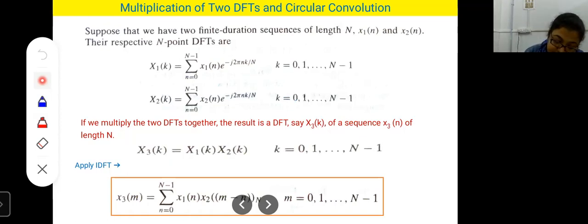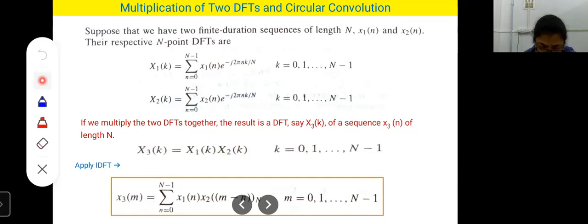Now after multiplying these two, X1(k) and X2(k), we will get X3(k). So that means we are doing multiplication of two DFTs. After multiplying two DFTs, we get X3(k). Now if I want to check the value in the time domain again, for that we have to apply IDFT. So using IDFT, we will get x3(m).